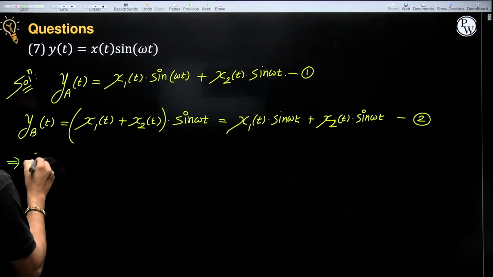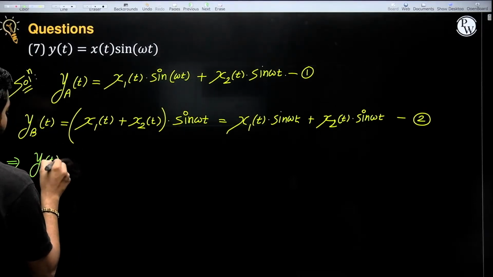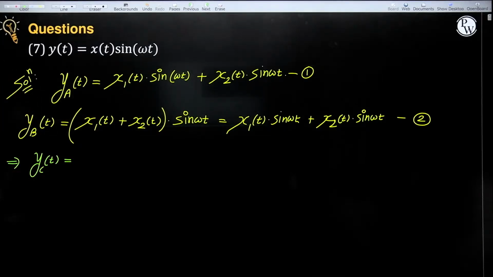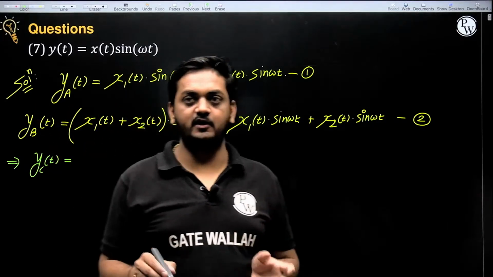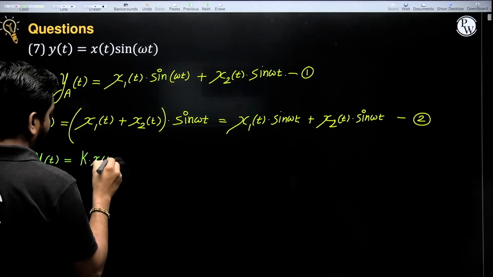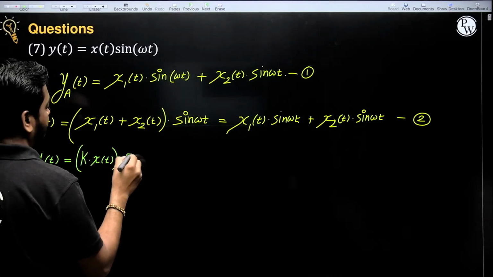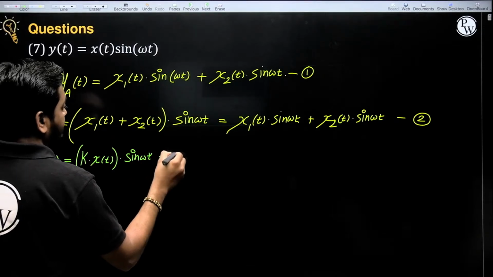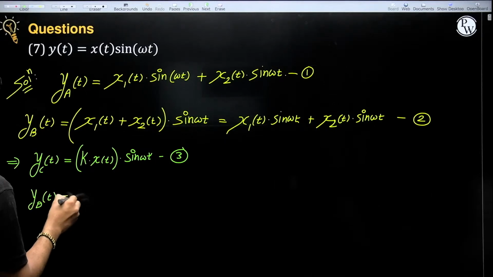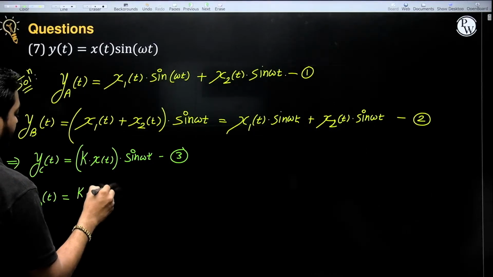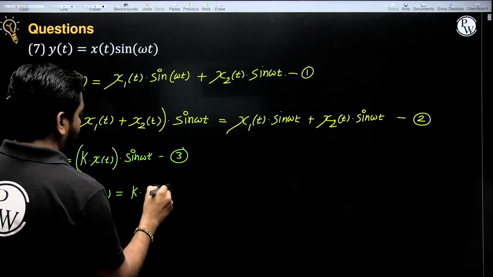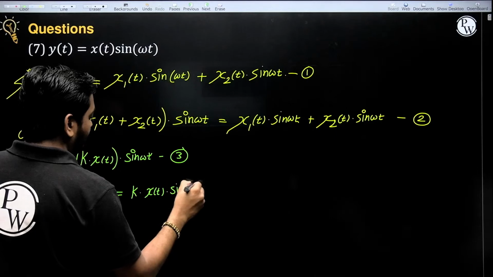Now next, find the response due to scaled input. Scaled input means replace x of t with k into x of t, so it is k x of t. This is number 3. Now, find the scaled output with the same scaling factor, k into y of t. y of t is equal to k x of t sin omega t.